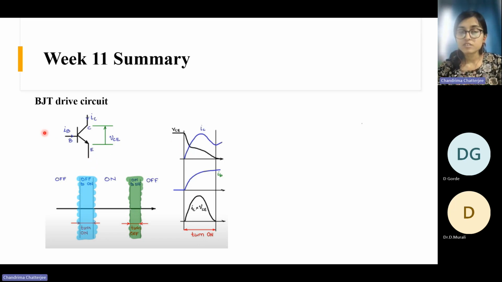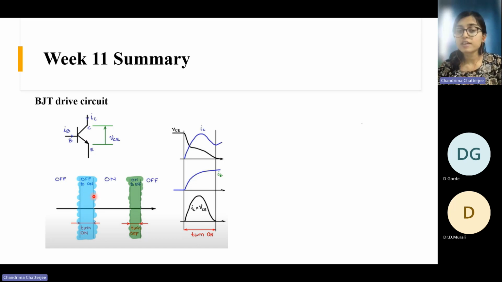This current we will call the base drive. This portion will be the base drive circuit. And from where this current comes, what the supply will be, what components we will use to make this base drive circuit, those things we will see.